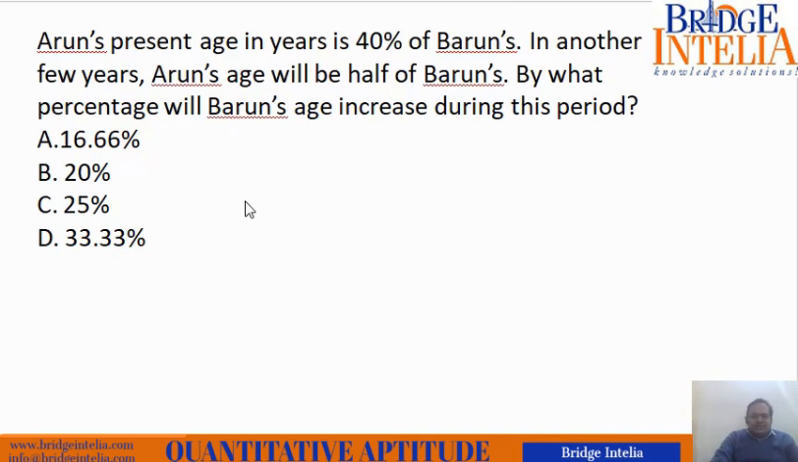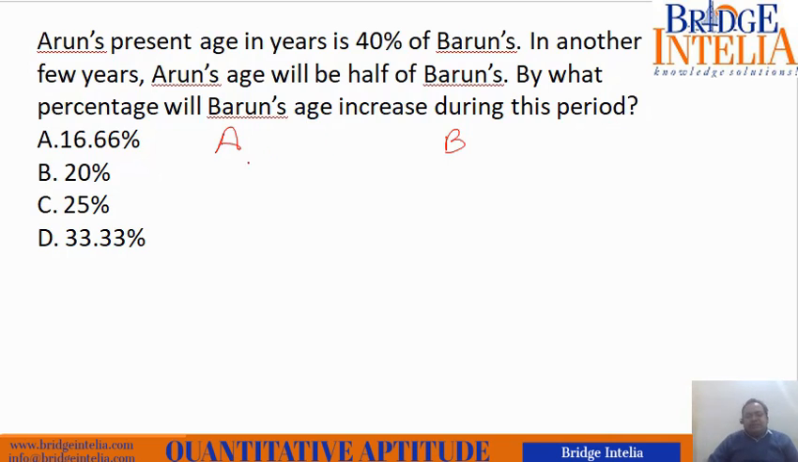So let's see this question. Arun's present age in years is 40% of Varun's age. So two people, A for Arun, B for Varun. In another few years, Arun's age will be half of Varun's. By what percentage will Varun's age increase during this period?